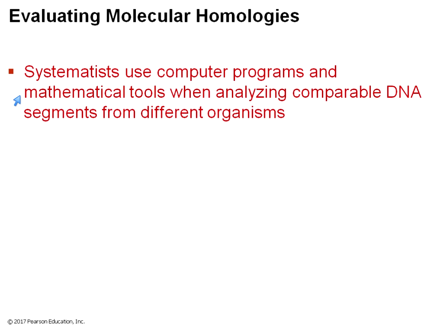Systematists use computer programs and mathematical tools when analyzing comparable DNA segments from different organisms. So as we found out in lab, a DNA sequence is incredibly long. So in order to be able to compare every single nucleotide, you're going to have to use some sort of computer program to help you do that. And there's many different ones that are available, and they're actually free to use. The U.S. government has a database website that has those tools available.